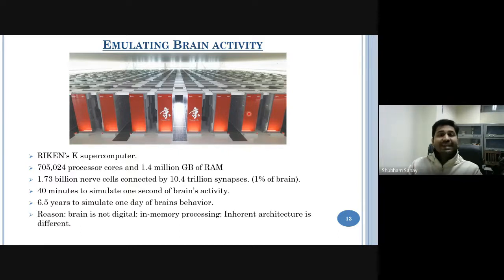The problem is the brain is not digital. Here in the brain, what happens? It's in-memory processing. That is, it is done then and there. I mean, memory and processor are not two separate blocks. Where the memory is, there itself the processing is being done. And the inherent architecture is different, and that kind of architecture is called non-Von Neumann architecture.